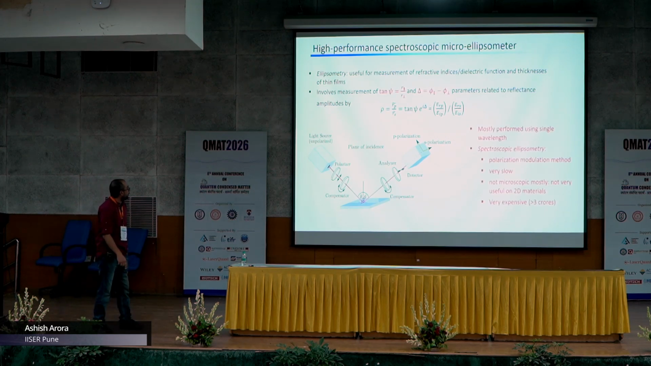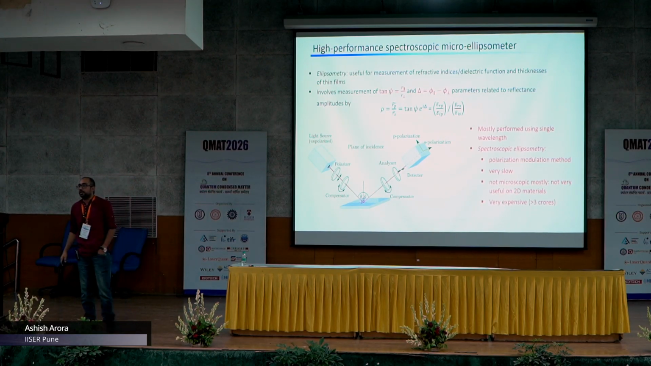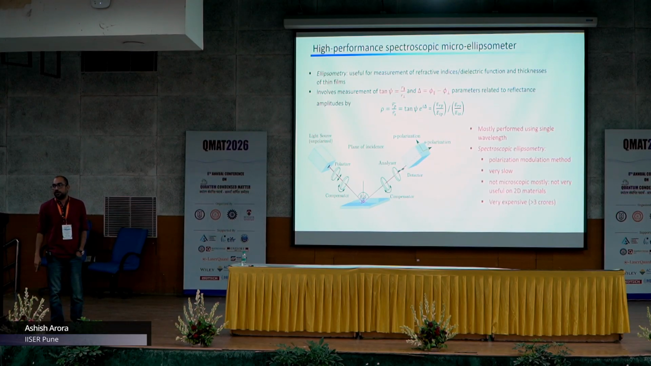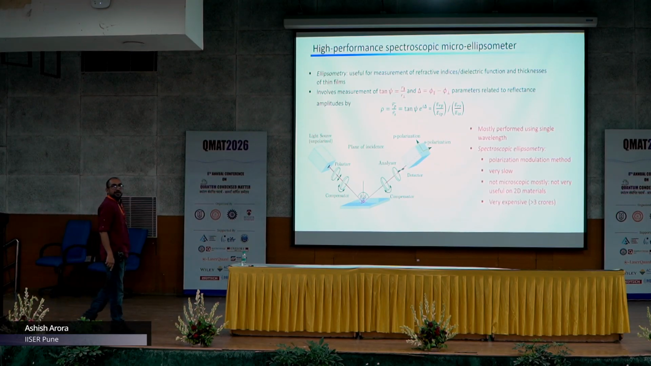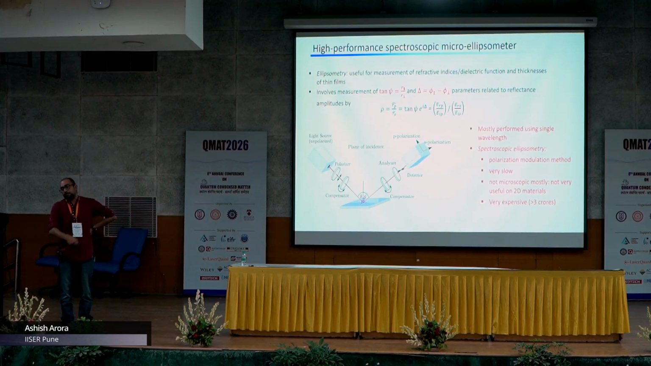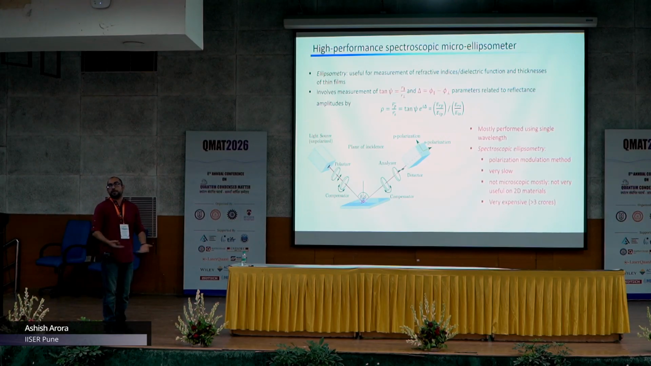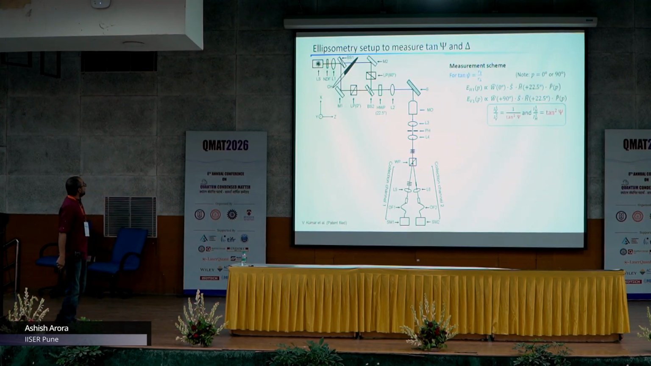So these are very slow, but we have to make it fast. Also, if you want to buy such a system, it's very expensive, like more than 3 crores. So why not build it on our own in a cost-effective manner? Well, we have built it maybe within 25 lakhs, which is much cheaper compared to this. And we also are able to do microscopy. We are also able to do spectroscopy in one shot using the methods which we develop.